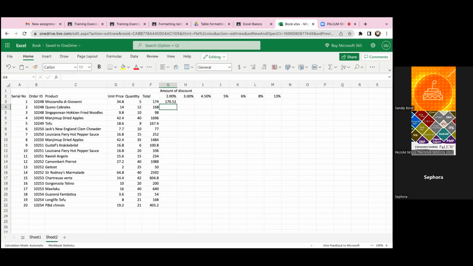Yeah, use the dollar. Good. Now go back. Now see, she has used the dollar. So, sir, if I want to go to the right side, like 3%, 2.5%, I don't have to lock the G column, right? No, she has not locked the G. She has not put a dollar before G. Oh, yeah, right.